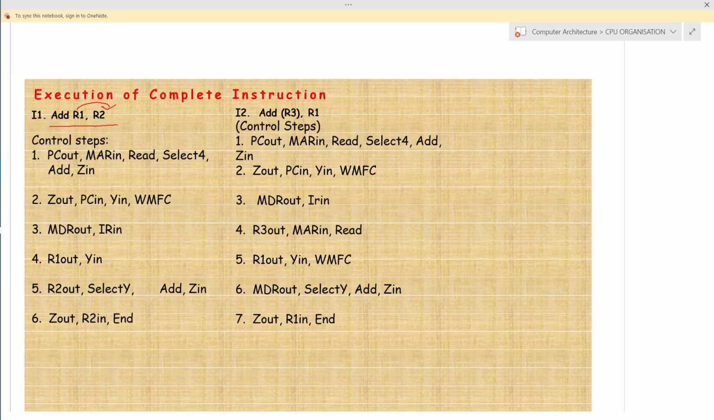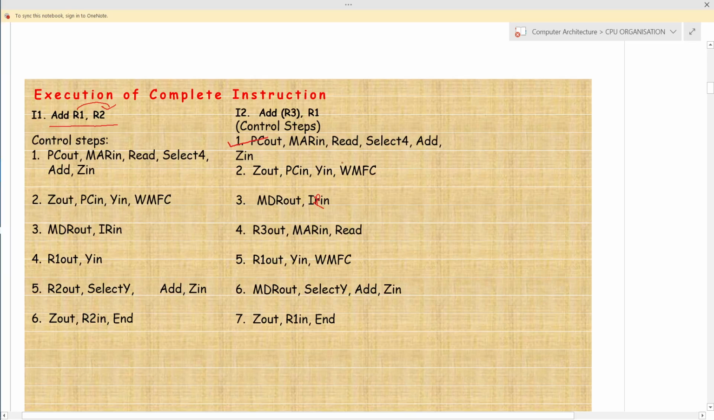The objective here is that each instruction needs some control steps, and in each control step we require some control signals to be generated properly. For example, we need PC out first, then MAR in, a read signal, select for the signal, add, and Z in. All these control signals are generated in control step number one. So let's discuss how these control signals are generated.